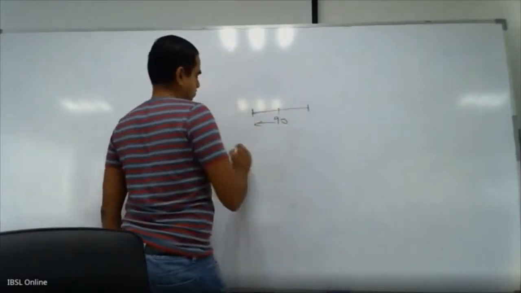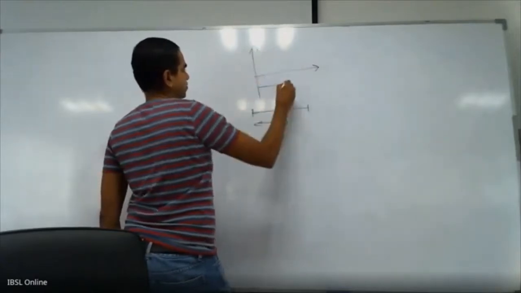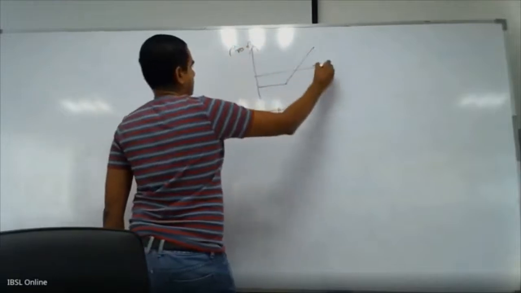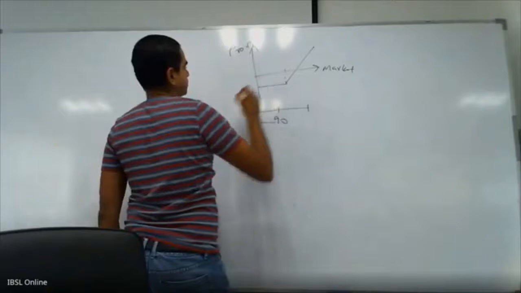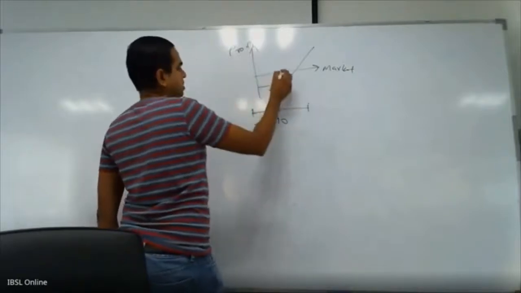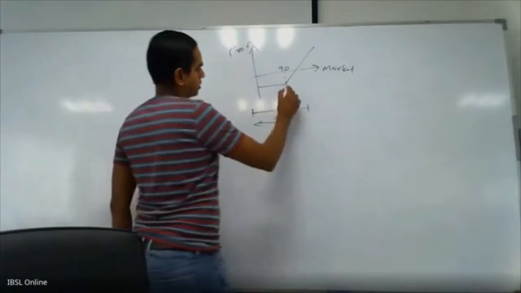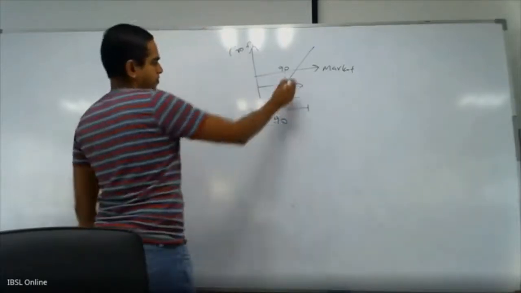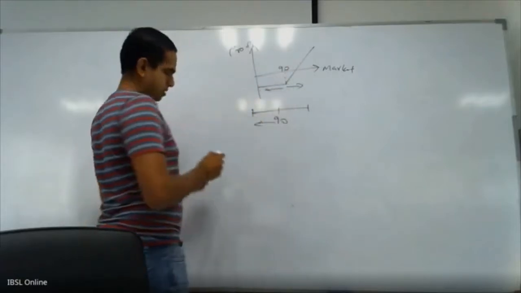Now, this is the call option. Let's say this is 90. Strike price 90. Anything above that, there is a profit. And anything below that is a loss.